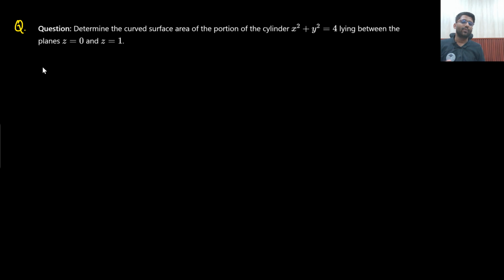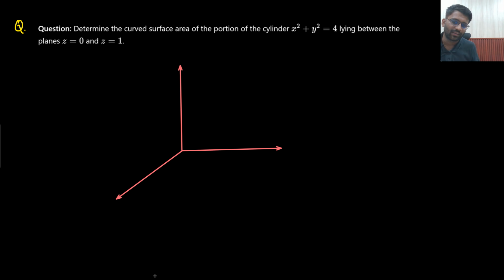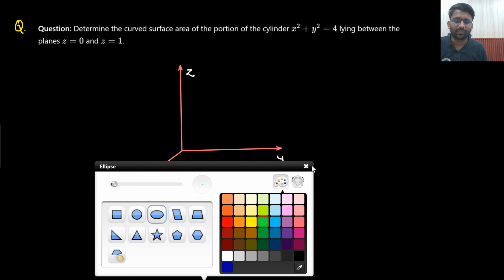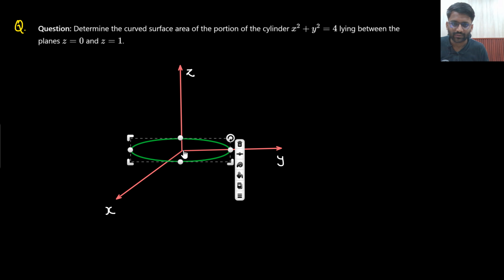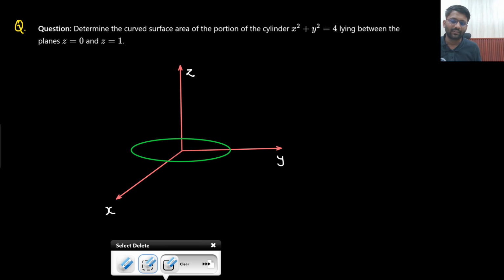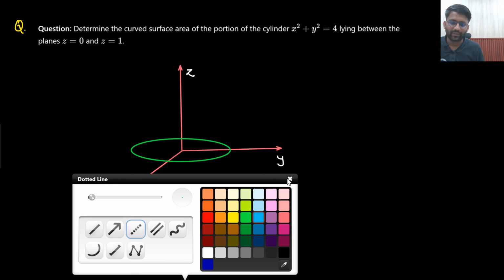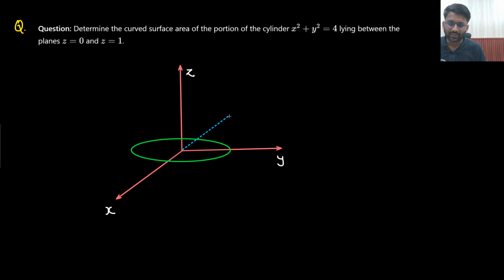So now we are moving from 2D to 3D. This is your x, this is your y, and this is your z. x square plus y square equals to 4. What will be the equation of the circle? x square plus y square equals to 4. This is the circle, no? So let's make a complete structure in this manner.